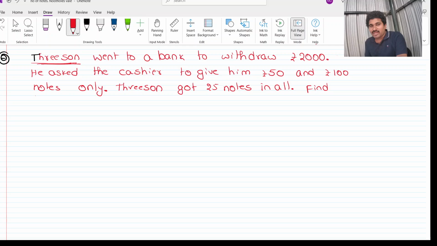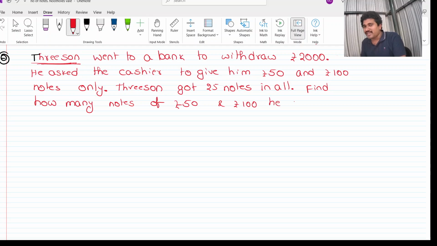Find how many notes of 50 rupee and 100 rupee he received. So that is what our question is. Understand? How many he received?